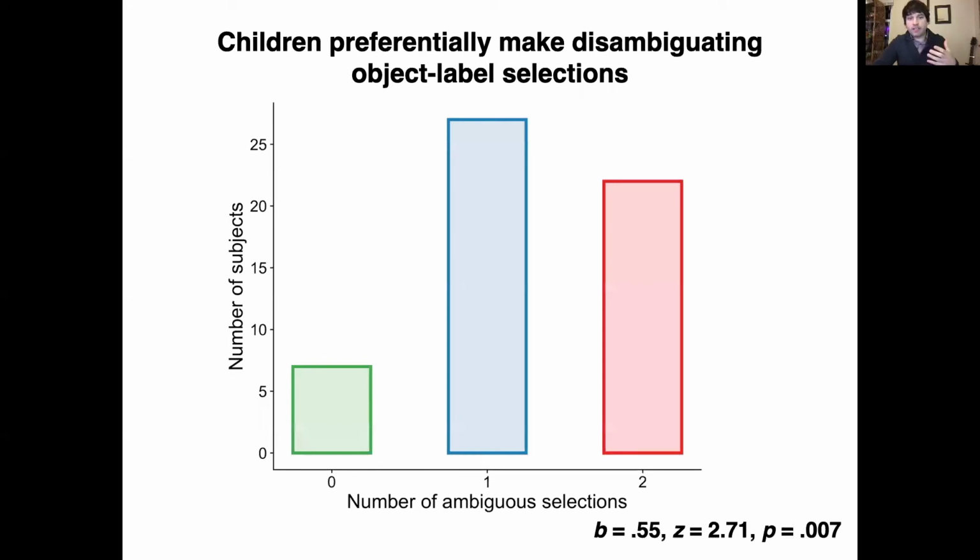And what we find is that children, in fact, do show a tendency to focus on previously ambiguous items when they have a chance to control their word learning input. So they're making choices that should be helpful for learning, right? Focusing in on items that should help reduce uncertainty about word meanings.